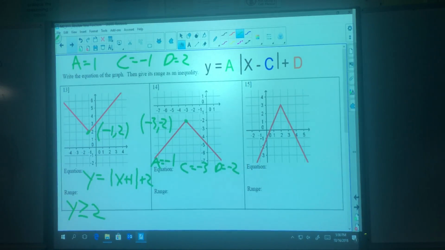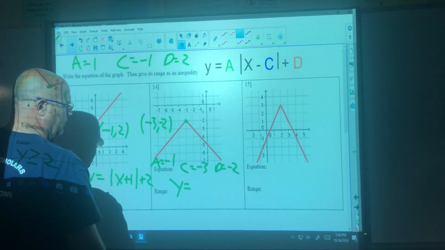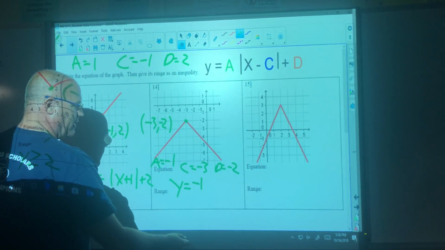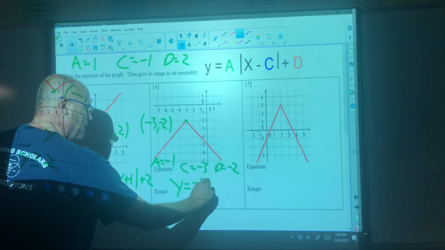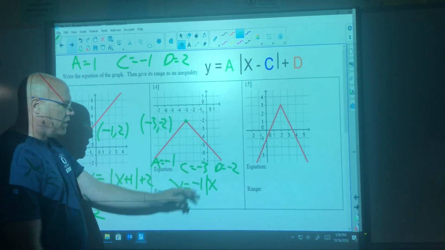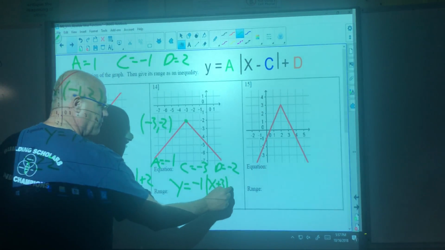All right, name that function. Let's go y equals negative, or you can say negative 1. I kind of like to say negative 1 like that. And then absolute value of x minus negative 3. So it's going to be x plus 3. And then it's minus 2.